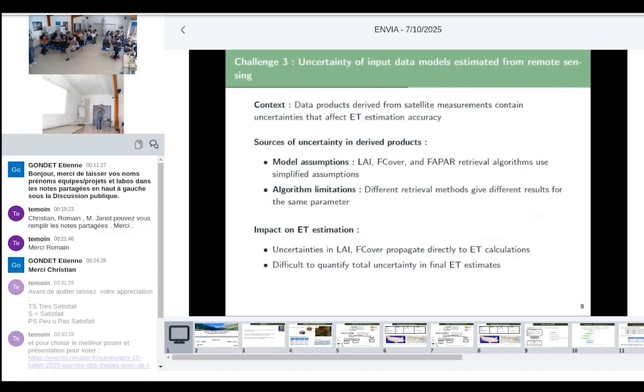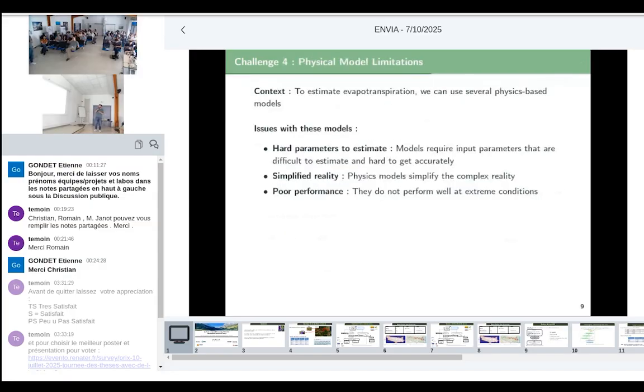For the third challenge, the uncertainty of input data models estimated from remote sensing: the data products that we get from satellite measurements, like LAI, FAPAR, and FCover, can have several sources of uncertainty. For example, uncertainty can come from model assumptions. The retrieval algorithms of these vegetation indices can use simplified assumptions, so this will impact the estimation of evapotranspiration and we can have some errors.